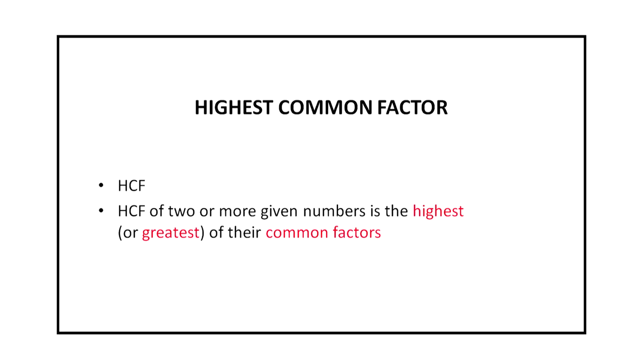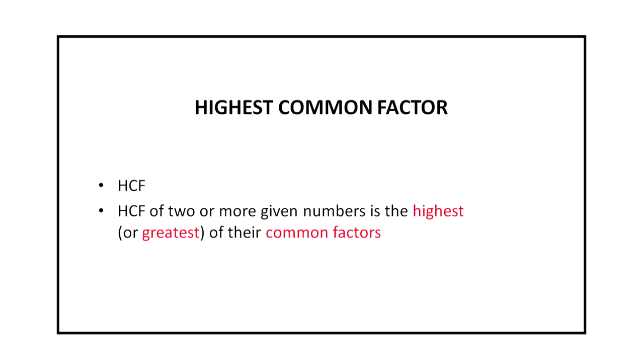Thus, if we are able to determine the common factors of given numbers, the next task is to determine the highest common factor. So here we have got two terms prefixed with the word factor, highest and common. Highest common factor in mathematics is abbreviated as HCF. In HCF, H denotes highest, C denotes common, and F stands for the word factor. HCF of two or more numbers is the highest or the greatest of their common factors.